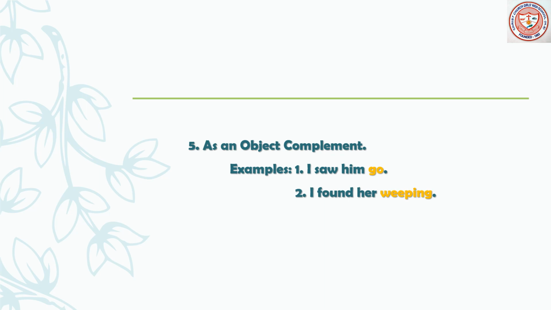Next usage. As an object complement. Let us go through some examples. I saw him go. In this sentence, the word go has been used as an object complement and this is a bare infinitive because this is a verb without to. Next example. I found her weeping. In this sentence, weeping is an infinitive without to. It has been used as an object complement.